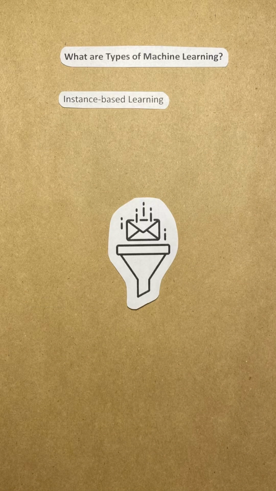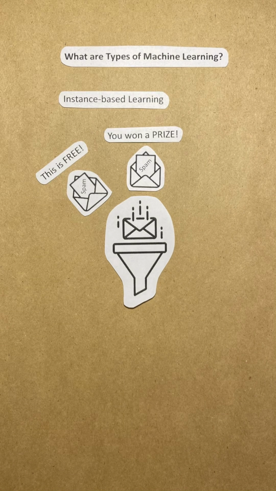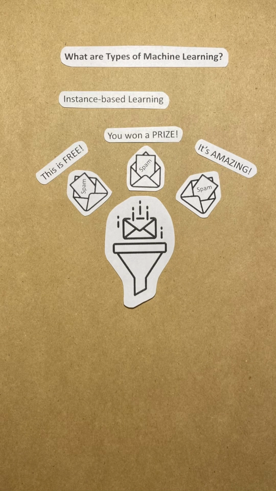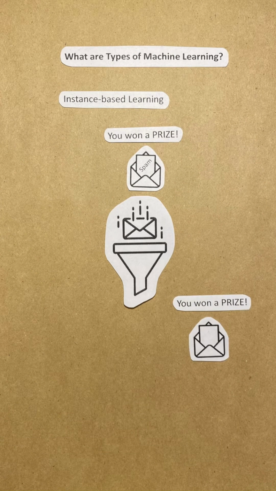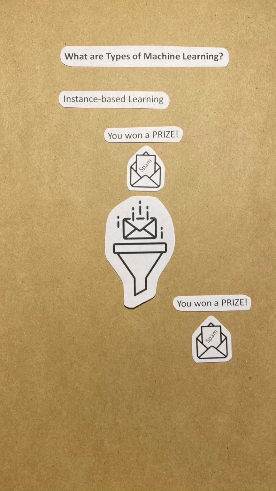Imagine you want to create a spam filter. One simple way is to make the system remember all the spam emails you've ever received. If a new email comes in and it's exactly like one of the old spam emails, the system flags it as spam. This is not the worst solution, but certainly not the best.